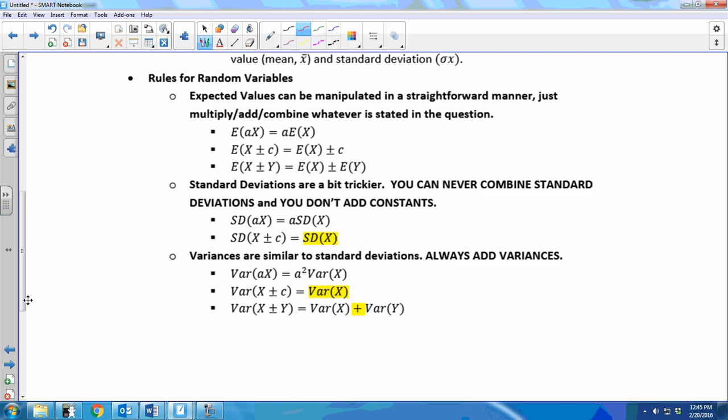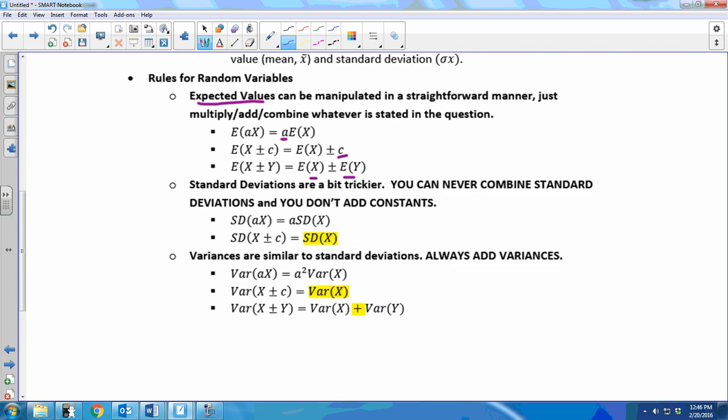I split it up into expected values, standard deviations, and variances. Expected values. Do whatever it tells you to do, because expected value is just the mean. So if it says you should multiply by 5, then go ahead and multiply the mean by 5. If it says to add 3 to the mean, then you should add 3 to the mean. If it says you should add or subtract 2 means together, then you should do that. There should be no question what to do with the mean, because you can do whatever you want.